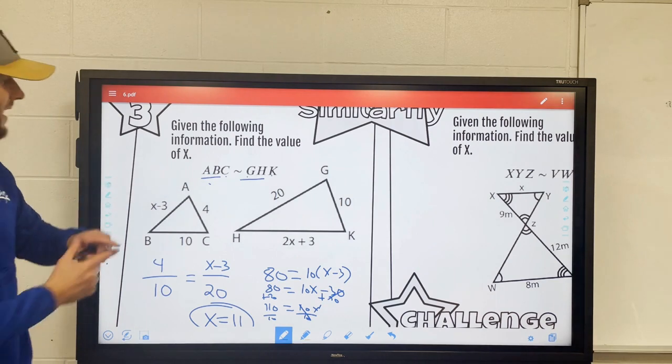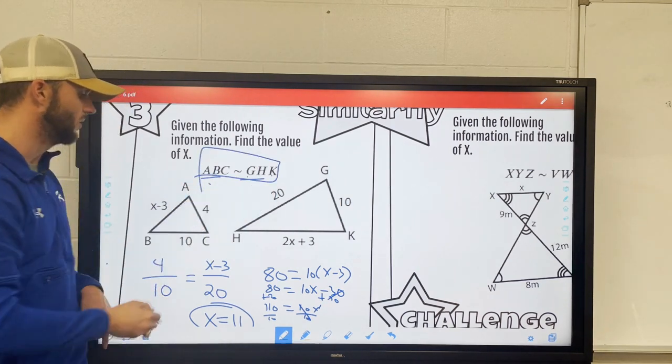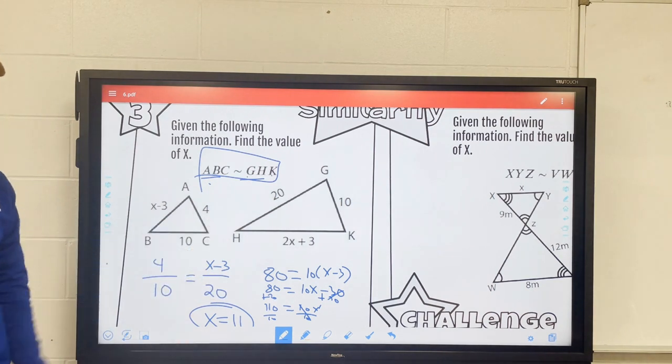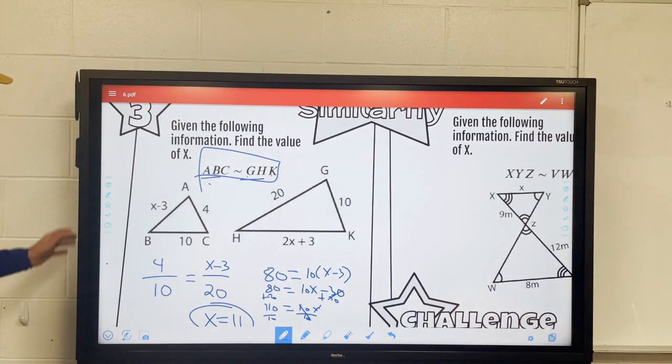So again, because I knew the two triangles are similar, I was able to use the proportionality of all the sides to solve for X here, okay?